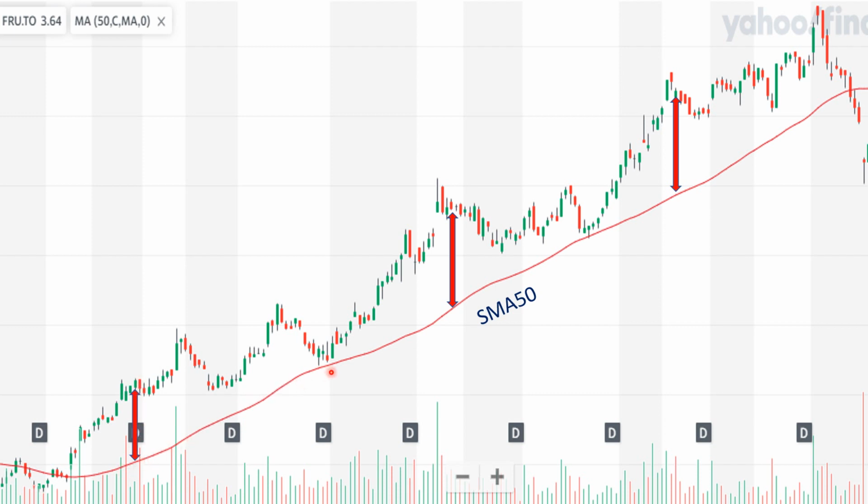This is a market structure. That is dynamic support and resistance. Here the price is too far. Here the price is too far. Here and also here. Let's say if you enter the market here, where are you going to put your stop loss? Below the dynamic support.